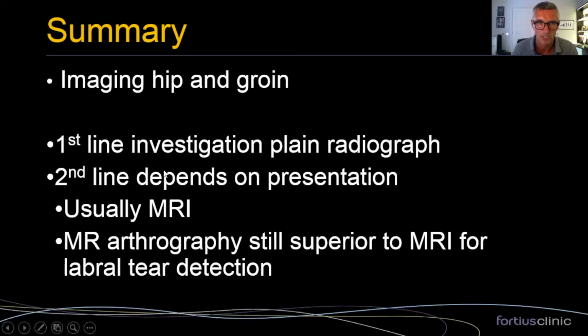So in summary, when we're imaging hip and groin pain, we have to consider the different potential pain generators. What we're really interested in in this talk, I suppose, is hip impingement and how we diagnose it on imaging. The first line investigation should always be a plain film. And then after that, it'll be an MRI, and whether you have access or desire to use MRI arthrography, just bear in mind that still is considered gold standard for labral tear detection.